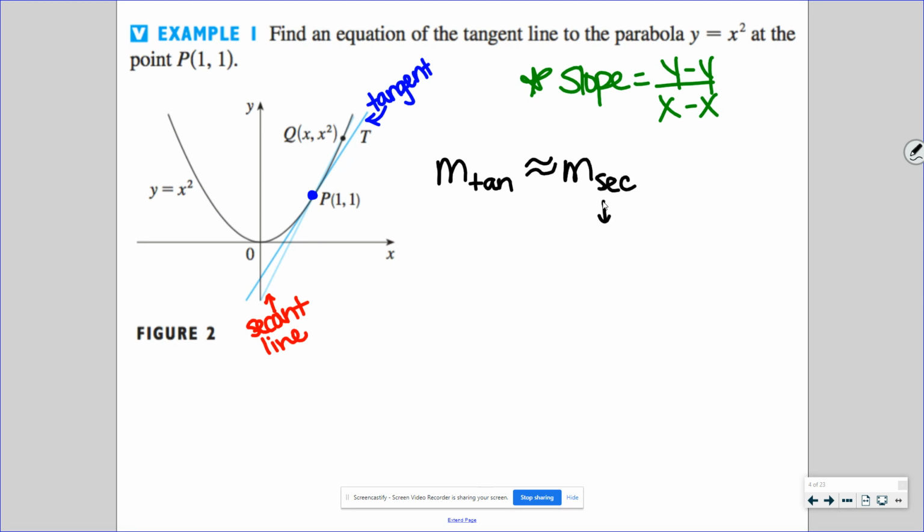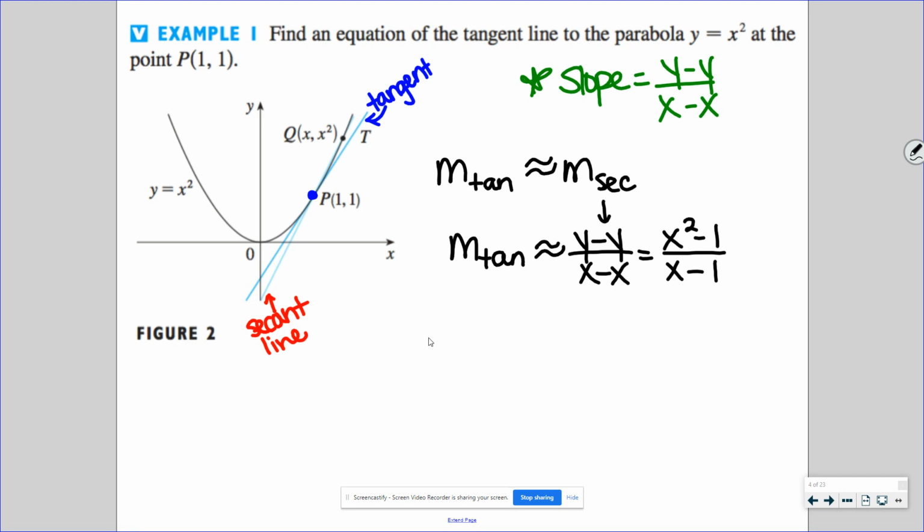And for the slope of the secant line, I could do y minus y over x minus x to find that. Except I'm going to be more specific, and I'm going to say that my y values are actually x squared, because that's the location of this black dot, and 1. So I'm going to say x squared minus 1 over the x value minus the x value, so x minus 1. So that would be a more detailed way of writing the slope of the secant line.